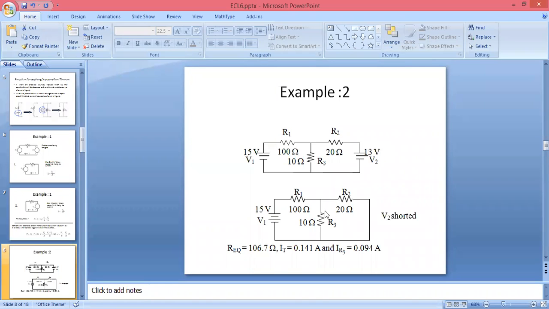We have to calculate R equivalent. Firstly, these two are in parallel. Then the value of this RP will be in series with R1, and you can call this value R equivalent. Then we have to use Ohm's law. According to Ohm's law, you will get the value of current here, IT, the total current going through. How? V1 upon R equivalent. V1 का वैल्यू है 15. 15 upon 106.7. You will get the value of IT as 0.141 ampere.